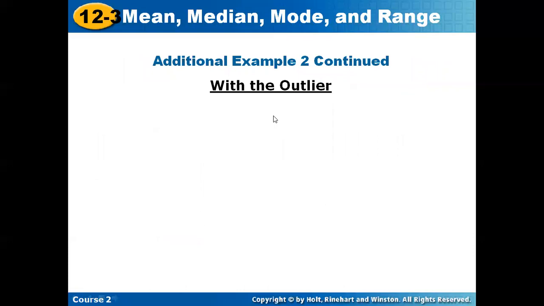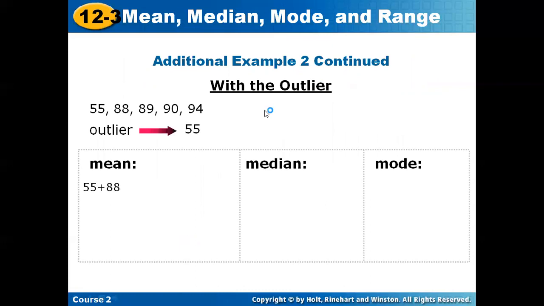So with the outlier, what could be the mean? When you find the mean, get the sum. That is 55 plus 88 plus 89 plus 90 plus 94. The sum is 416. Then divide 416 by how many math test scores Sarah has. We have 1, 2, 3, 4, 5. So the quotient would be 83.2. So the mean with the outlier would be 83.2.